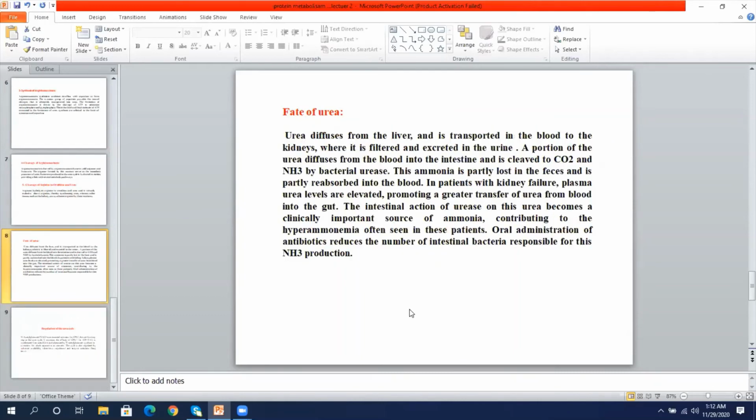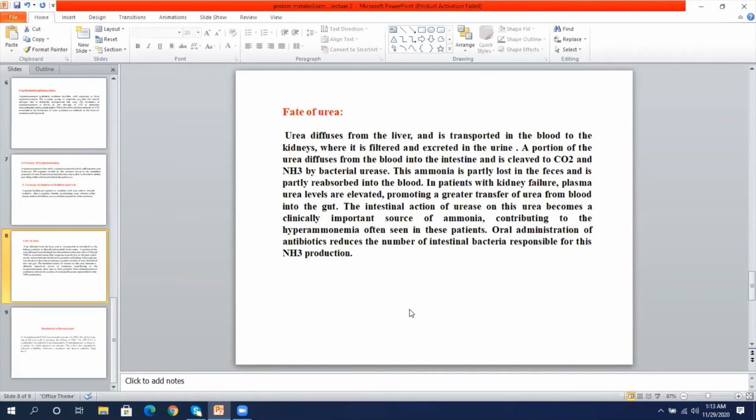Fate of urea. Urea diffuses from the liver and is transported in the blood to the kidneys, where it is filtered and excreted in the urine. A portion of the urea diffuses from the blood into the intestine and is cleaved to carbon dioxide and ammonia by bacterial urease. The ammonia is partially lost in the feces and is partially reabsorbed into the blood. In patients with kidney failure, plasma urea levels are elevated, promoting a greater transfer of urea from blood into the gut.